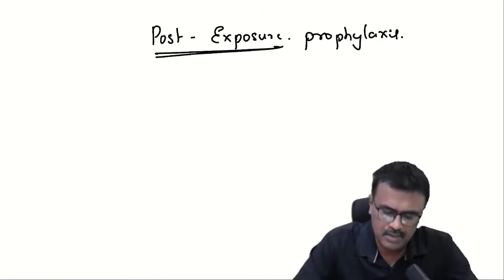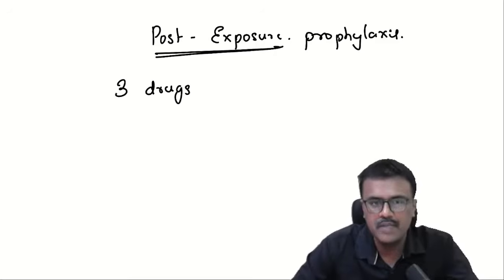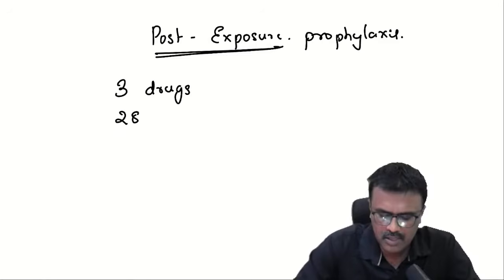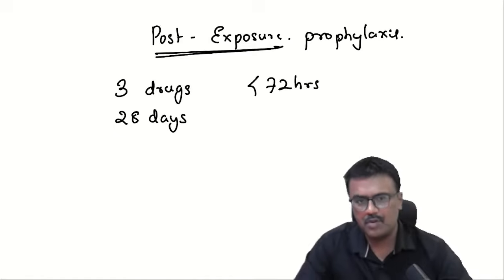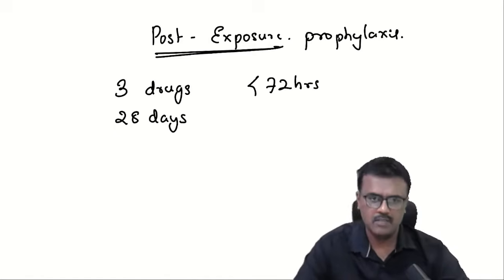Now what is the prophylaxis? You need to give a minimum of 3 drugs. The prophylaxis has to be taken for 28 days, and within 72 hours you have to start. Don't wait for 72 hours, start as early as possible.